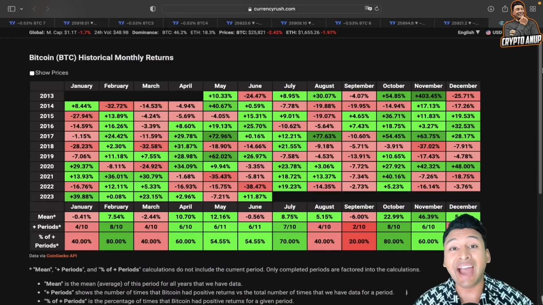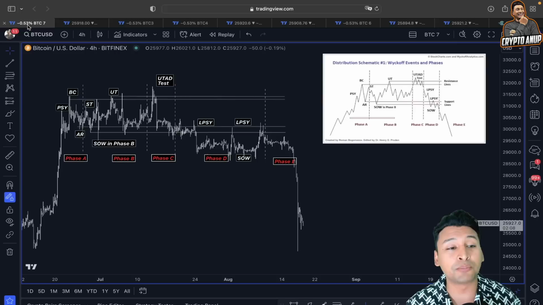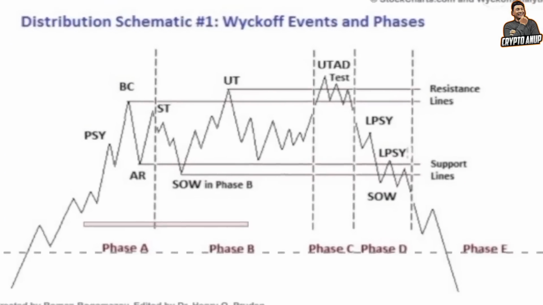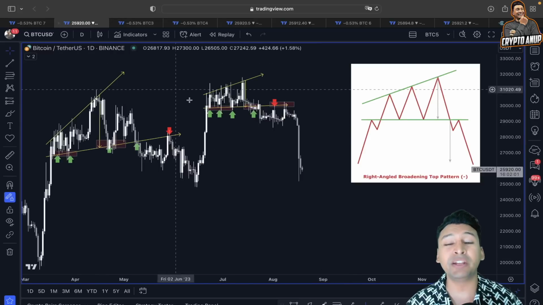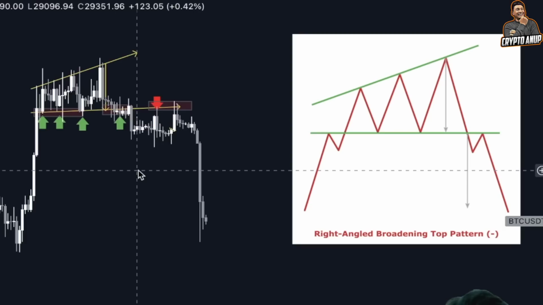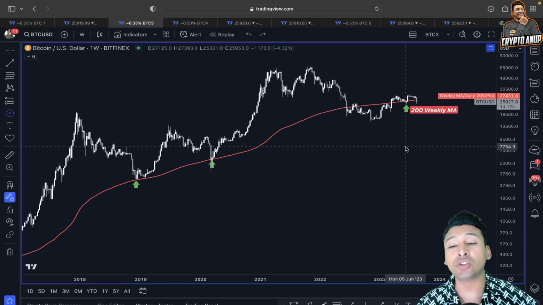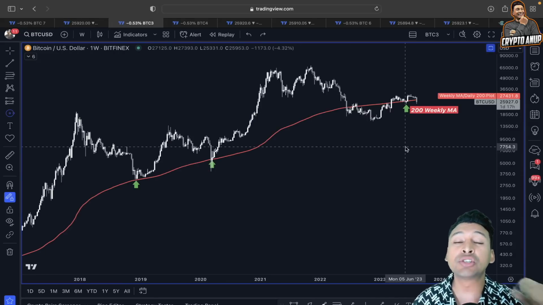So looking at this current Bitcoin price action, we can see guys, the price of Bitcoin unfortunately played out this distribution schematic from Wyckoff's events and phases, and along with that, we have also played out another bearish continuation pattern known as a right angle broadening top. And now in a bigger frame, the price is also below the 200 weekly moving average. So what to expect next?